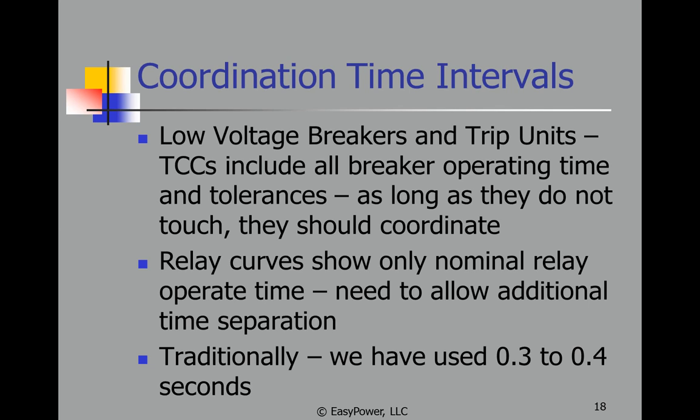They should coordinate. The relay curves, it's different, because the relay curve is only related to the relay. And so we have to allow for some additional separation between the relay curves to account for the breaker clearing time, the relay error, CT error, and those kind of things. Traditionally, and that means electromechanical relays, we use somewhere between 0.3 to 0.4 seconds, depending on how pessimistic the engineer was.